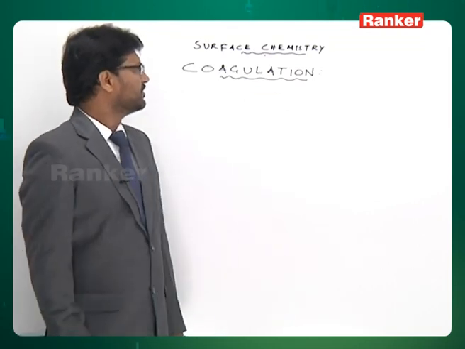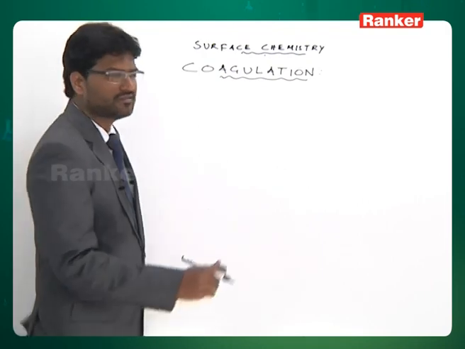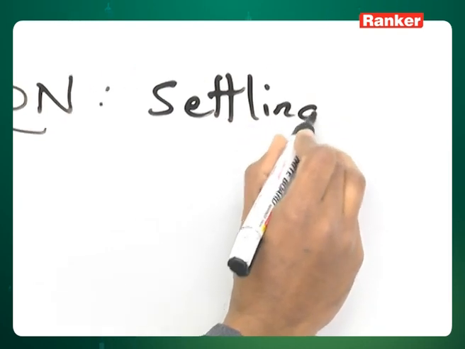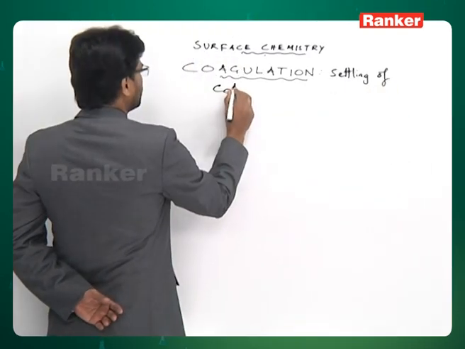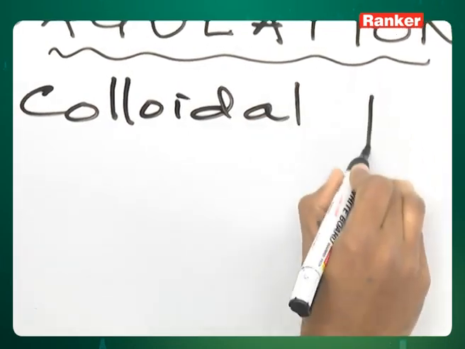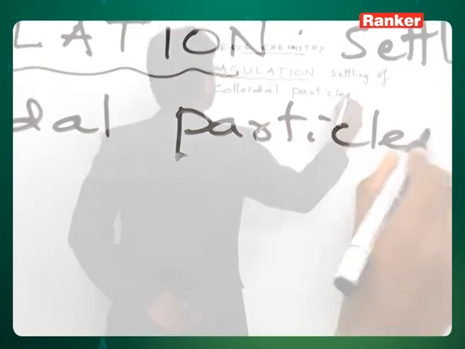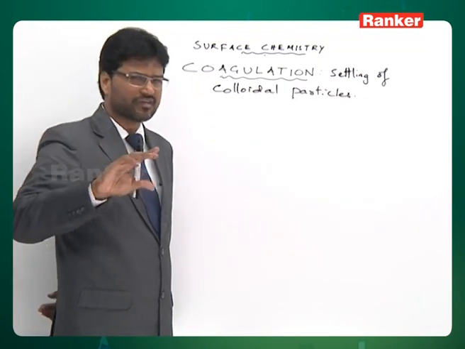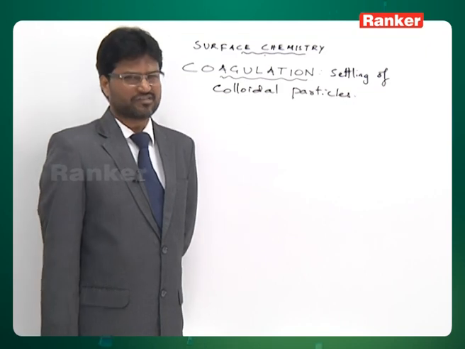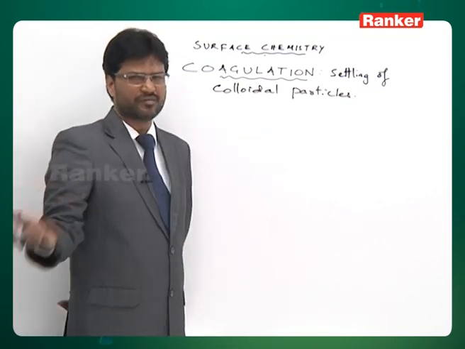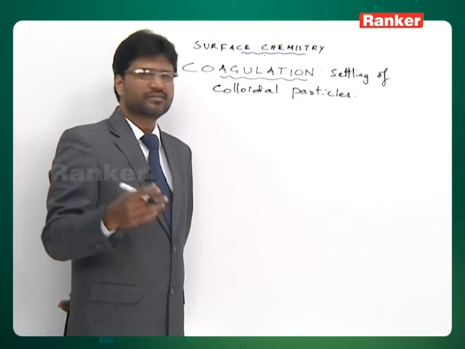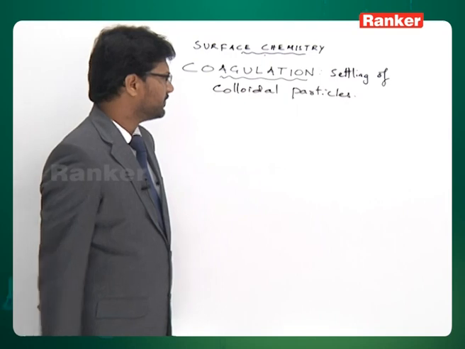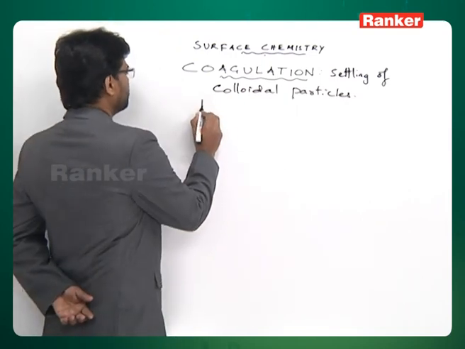Now let us see what are the various ways you can coagulate a colloidal solution. Settling of colloidal particles is called coagulation. I can say coagulation is the opposite or the reverse of peptization. Peptization is transformation of precipitate into colloidal solution, whereas coagulation means transformation of colloidal solution into a precipitate. Now let us look at the methods of coagulation.